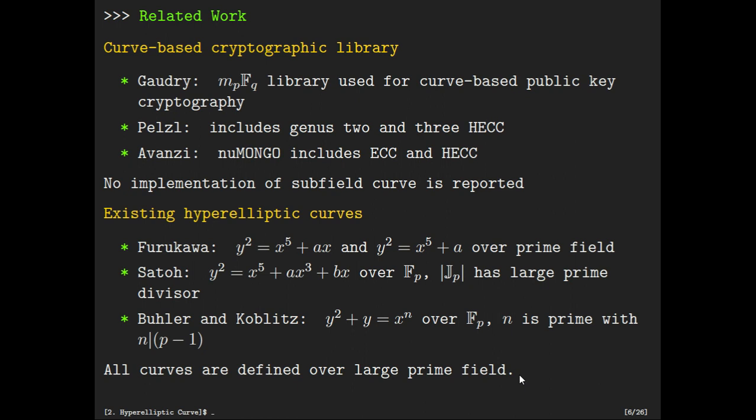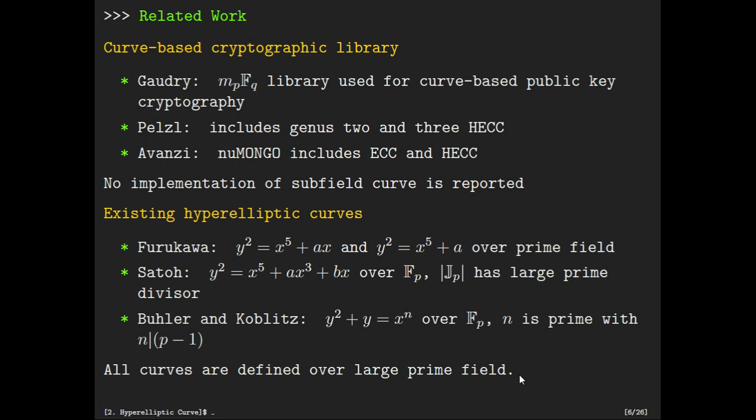There is some related work. One is curve-based cryptographic libraries. Many researchers have developed, and many researchers work around, this kind of implementation. Pelzl implemented a library that includes genus 2 and genus 3 hyperelliptic curves and observed the performance for these curves. Avanzi implemented a NumMongo library that includes elliptic curves and hyperelliptic curves, and he observed the performance of elliptic and hyperelliptic curves, but no implementation of subfield curves is reported.